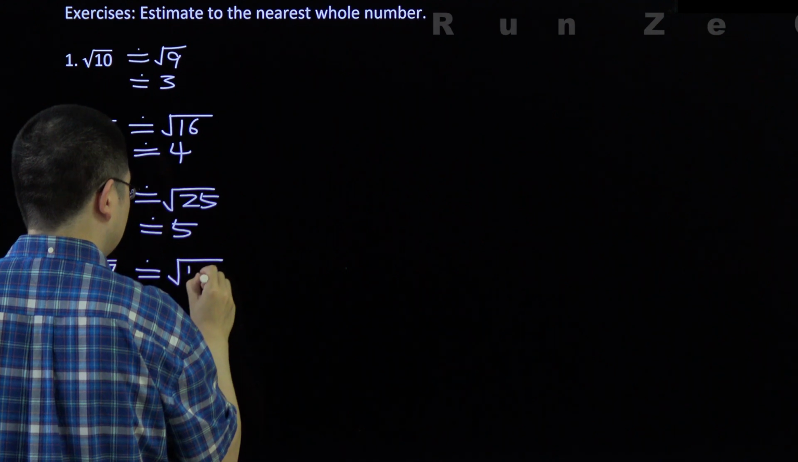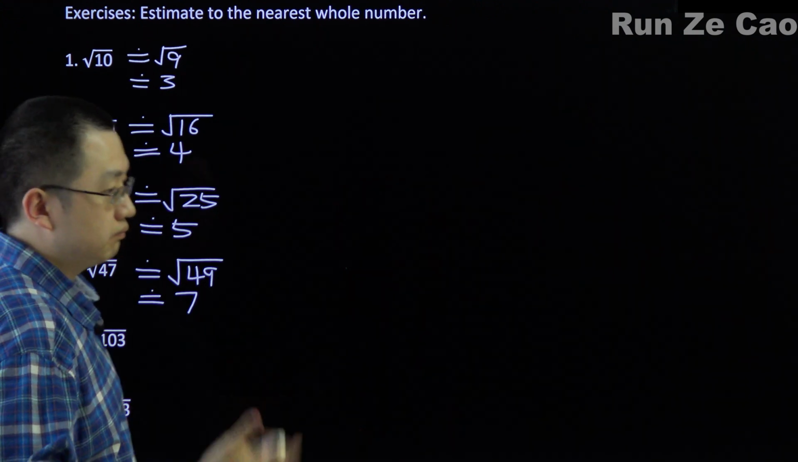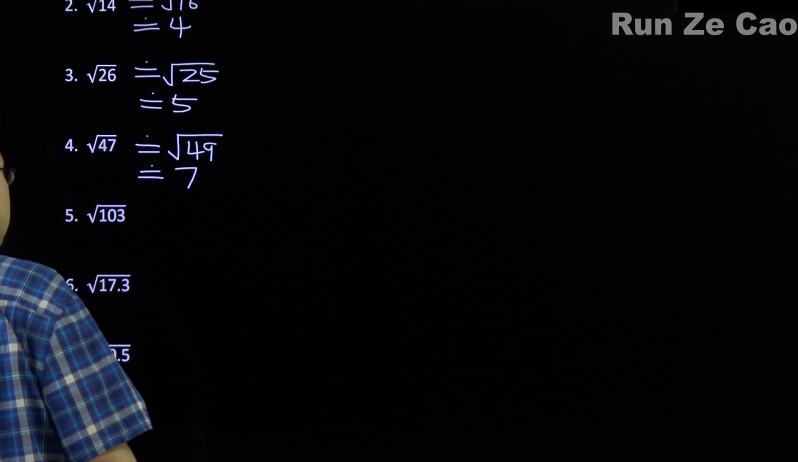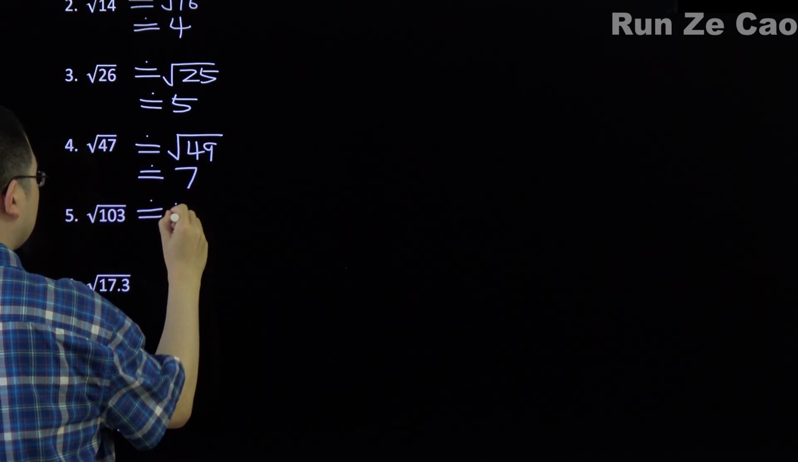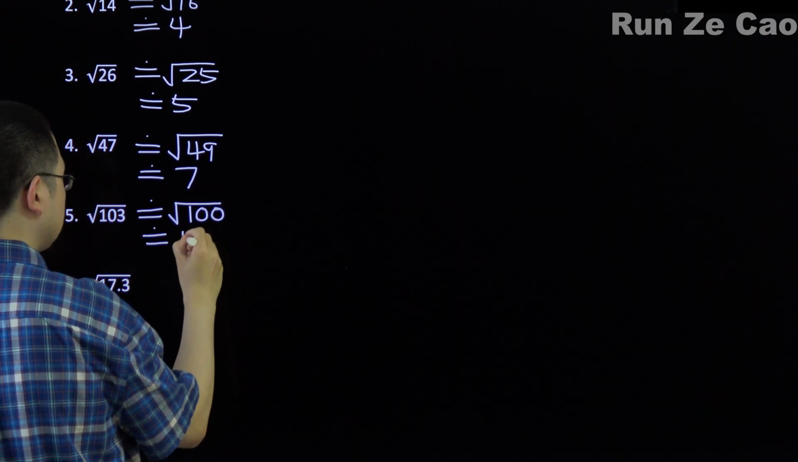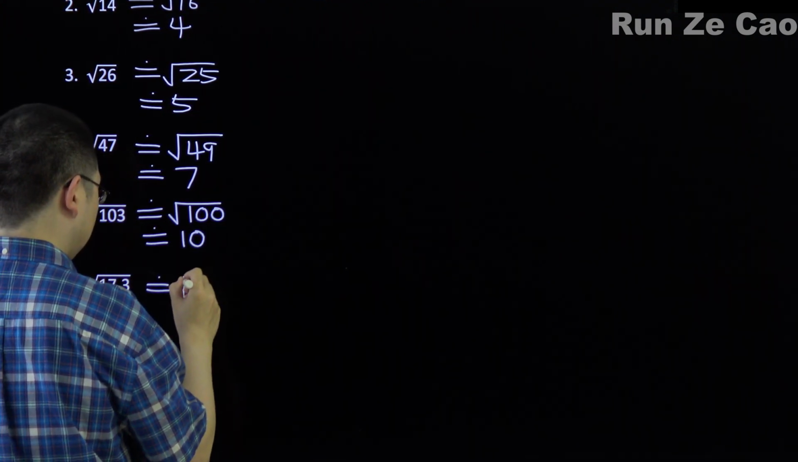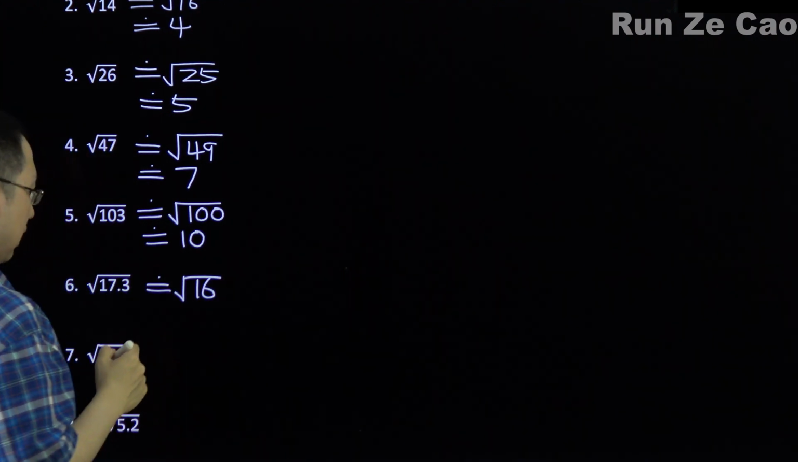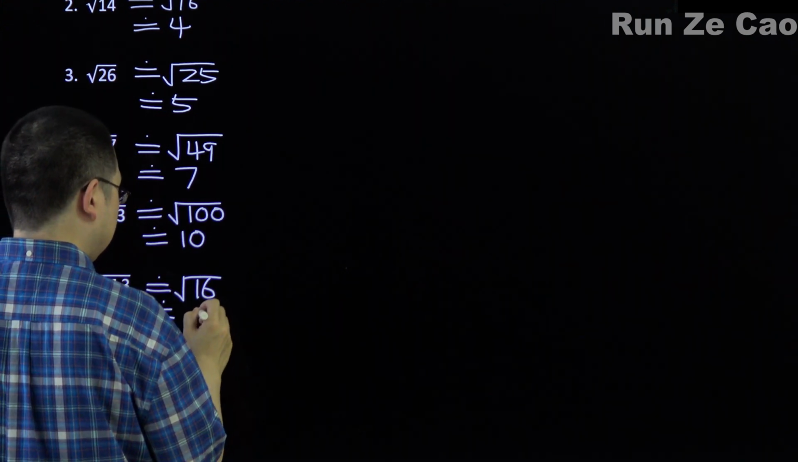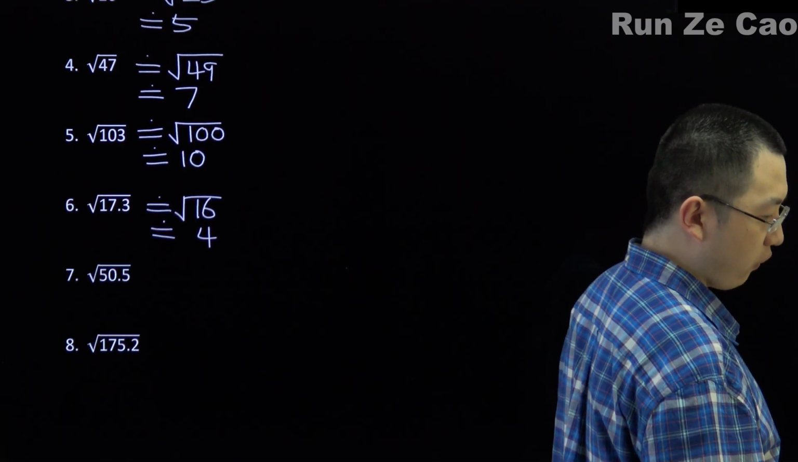The square root of 47, oh, that's closer to 49 than to like 36, right? So, square root of 49, we know that 49 is 7 times 7. Therefore, square root of 49 is going to be 7. Square root of 103, oh, that's pretty close to the square root of 100. And we know that 10 times 10 is 100, therefore square root of 100 is 10. Square root of 17.3, well, that's close to the square root of 16, because it's way closer to 16 than to 25. So it's going to be approximately 4, because 4 times 4 is 16. Therefore, the square root of 16 is 4.